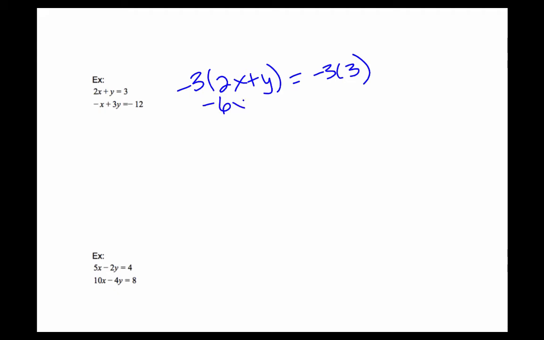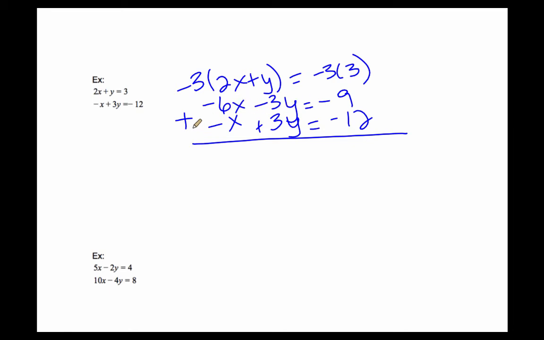So I'm going to get negative 6y minus 3y equals negative 9. And now I can add that to my bottom equation because now the y's have the same but opposite coefficient. So now I'm adding. So negative 6 plus negative 1 is negative 7x. Negative 3 plus 3 is 0. Negative 9 plus negative 12 is negative 21. Divide by negative 7, x equals 3.